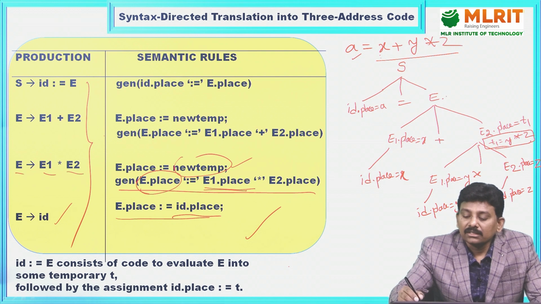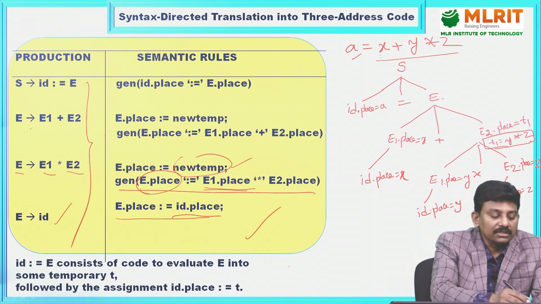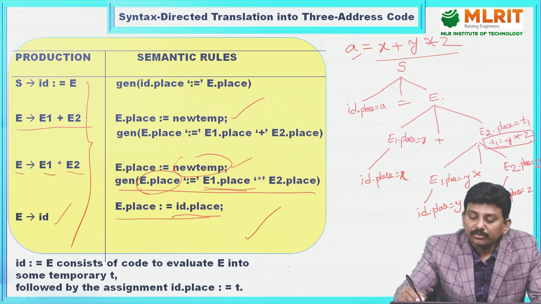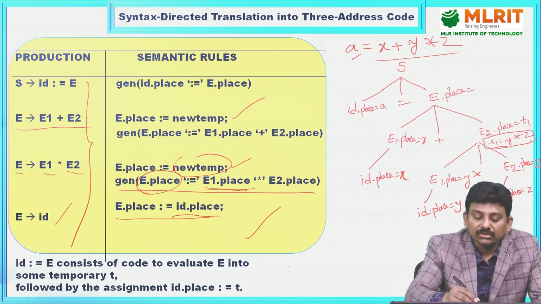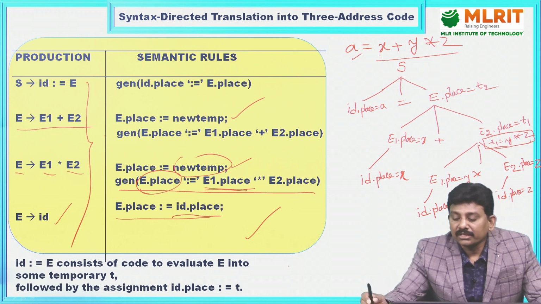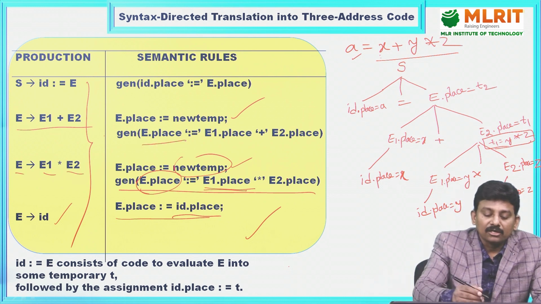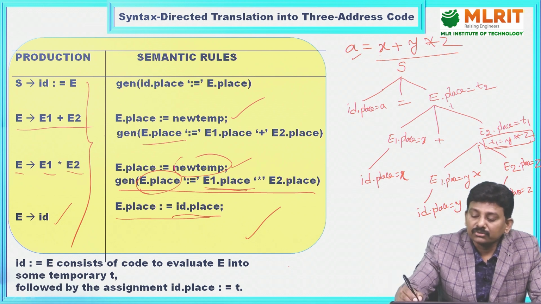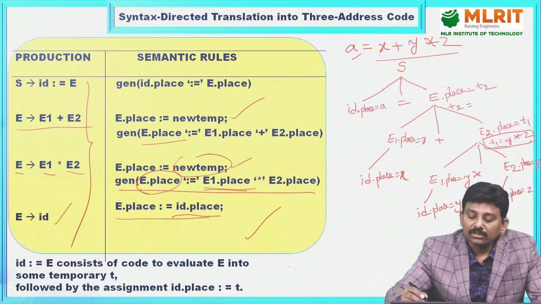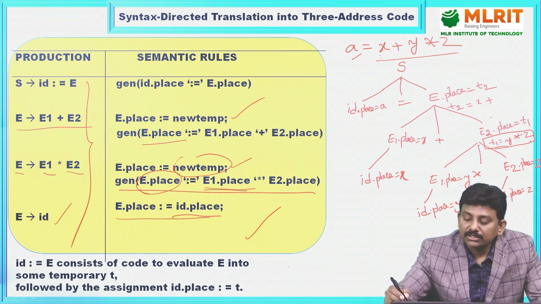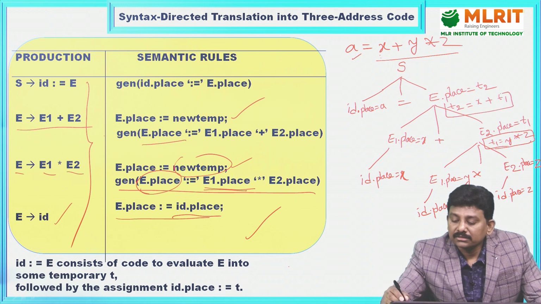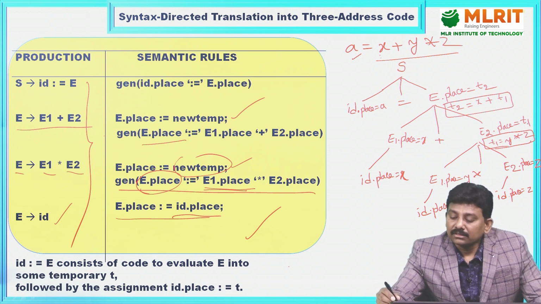Then, E derives E1 + E2, that is E.place = new temp, a temporary variable created, T2. Next, E.place = E1.place + E2.place. E.place is T2, E1.place is X, and E2.place is T1. So, T2 = X + T1.